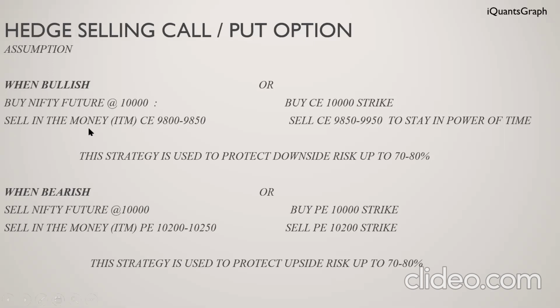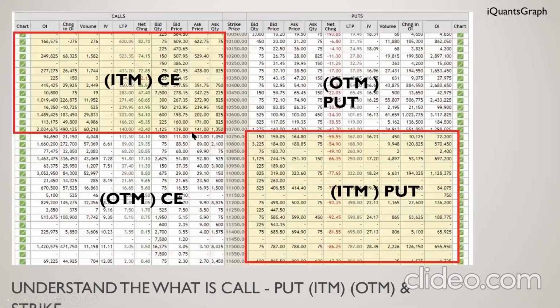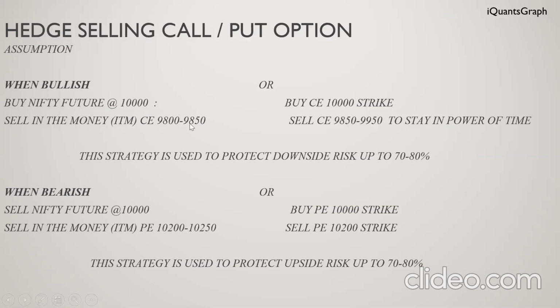If that is the case, what you can do is buy Nifty futures at 10,000 and sell an in the money call, which is 9,800 to 9,850. You can see this is in the money, which means, assuming 10,000, this yellow shade is called in the money for the call. That call I'm going to sell. Why an in the money call? Because option selling is all about time decay. So it is important to pick strikes which have good volume and good time decay as well.